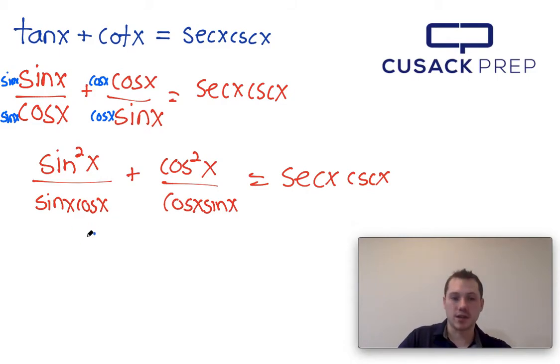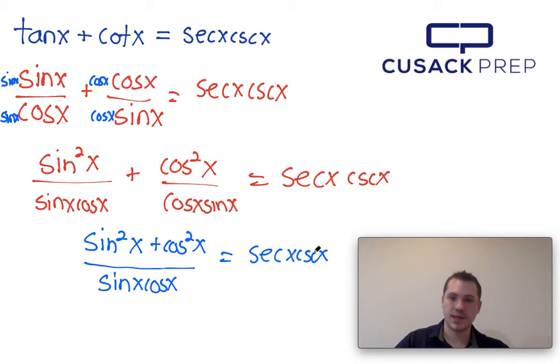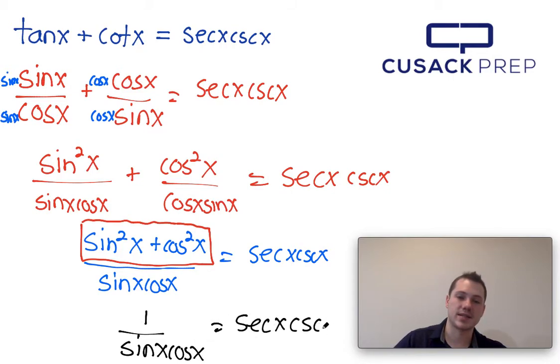I can just go ahead and add straight across the top. So my numerator becomes sine squared of x plus cosine squared of x, and my denominator becomes sine x cosine of x. And again, that equals the right side. If you've watched any of the other videos, you probably know that this is a major Pythagorean identity. Sine squared of x plus cosine squared of x just equals 1. So I can replace that with 1, and then I have 1 over sine of x times cosine of x is equal to secant of x cosecant of x.